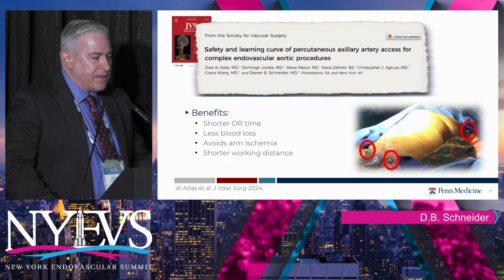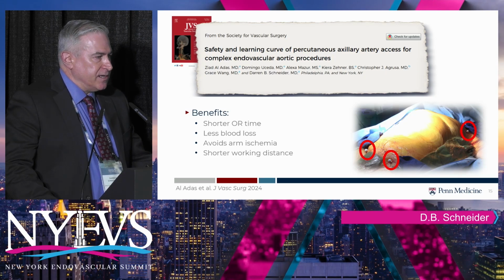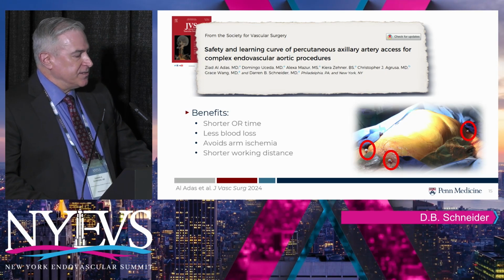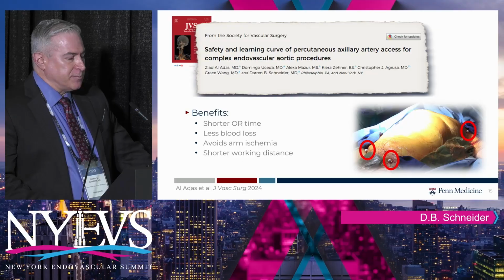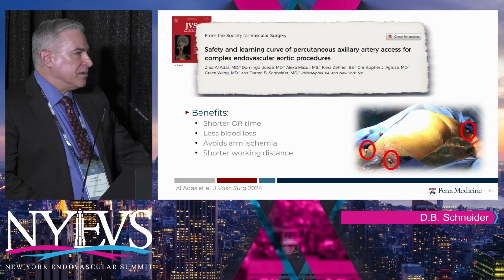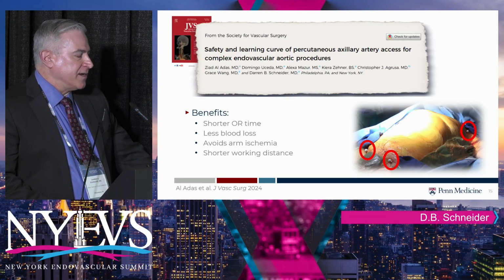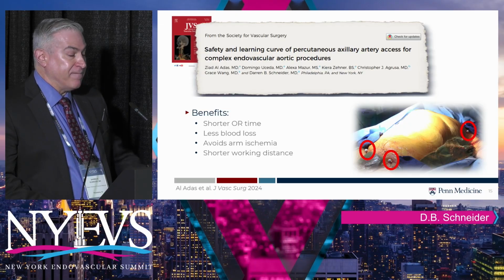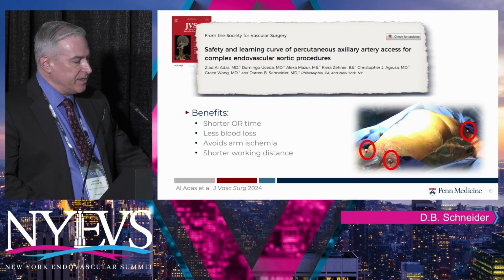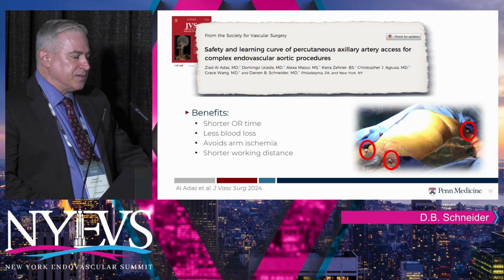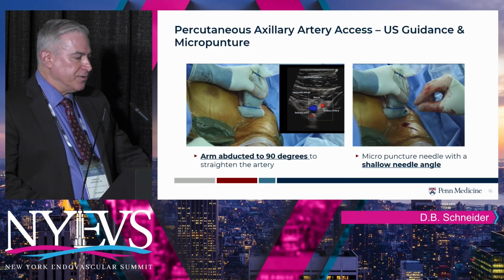And certainly, I think the benefits of going percutaneous versus open upper extremity access is you have shorter OR times, you have less blood loss. The axillary artery is a larger artery than the brachial artery if you're accessing more distally, so you really have flow around your sheath and you don't have arm ischemia, and you're also closer to your target, so you have a shorter working distance when you're doing this.